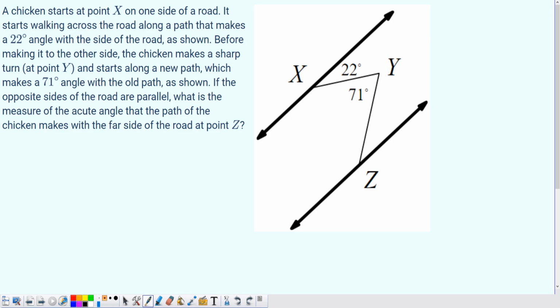Okay, now let's look at a different type of problem involving a parallel line. So, it's a word problem. Most of them are easy if you just take it step by step.